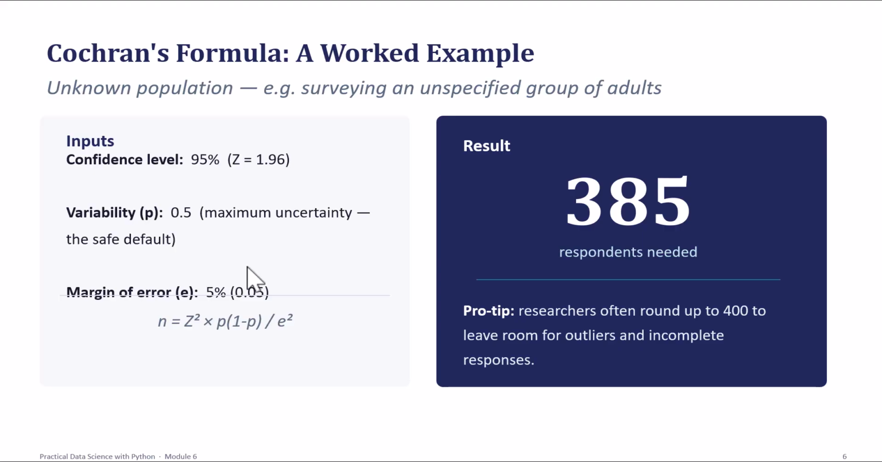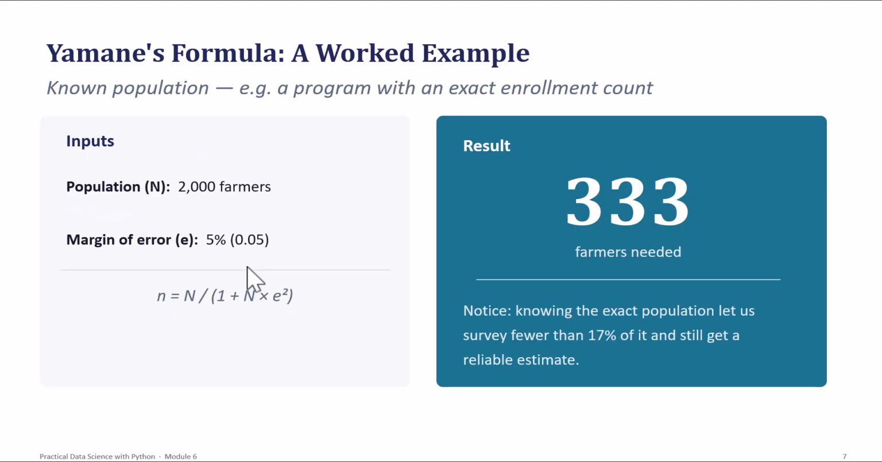So let's move on. The second one is called the known population. Now you already know the population. Okay, you want to research on 2,000 farmers, for example. So what you need is your margin of error, which is the same 0.05, as our variability here. So the formula is n equals N, the population, over 1 plus N times e to the power of 2. If you supply those values here, you get a result here: 333 farmers needed.